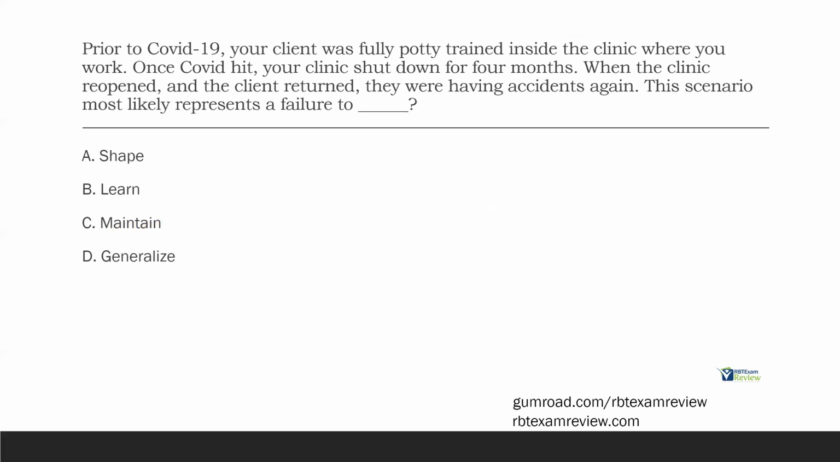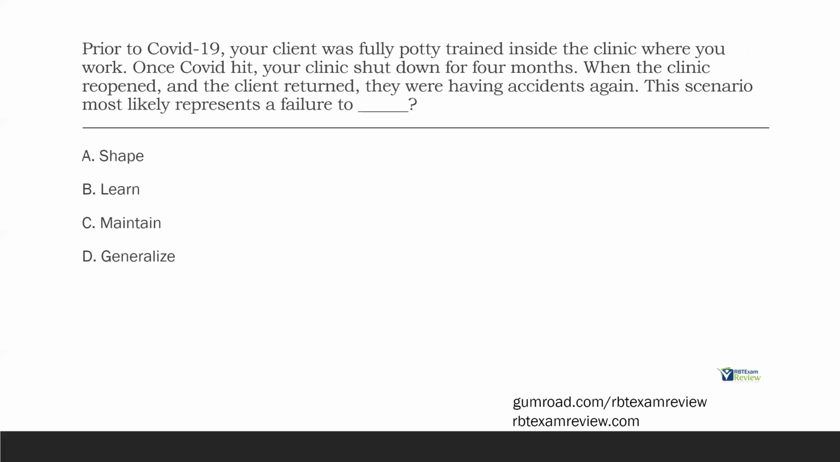Prior to COVID-19, your client was fully potty trained inside the clinic where you work. Once COVID hit, your clinic shut down for 4 months. When the clinic reopened and the client returned, they were having accidents again. Okay, pretty common scenario. This scenario most likely represents a failure to what? So what have we failed to do?